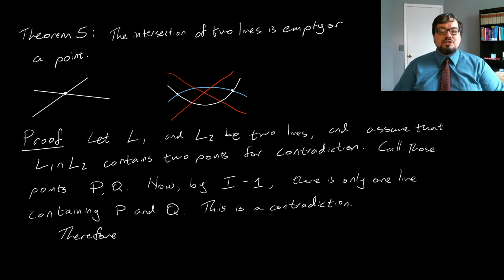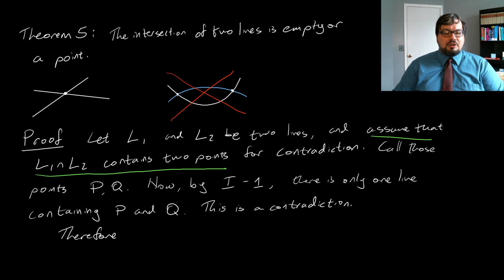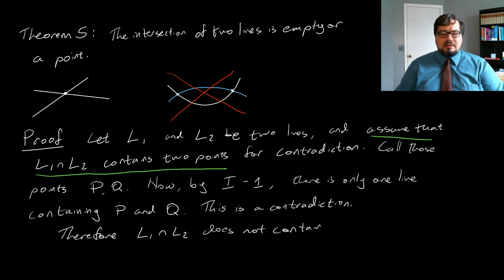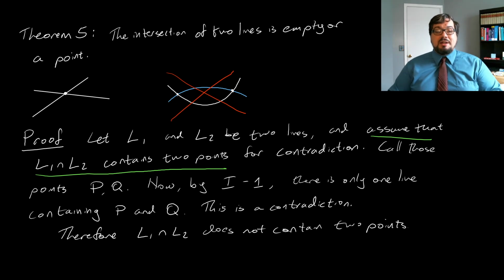Therefore, our original assumption that L1 and L2 contain 2 points is incorrect. Therefore, L1 intersect L2 does not contain 2 points. Therefore, it contains either 1 point or 0 points, which is what the theorem was saying in the first place. So this is one way that we can use axiom I1 to prove a theorem that we're going to use very often, pretty much every day. We're going to use the fact that the intersection of 2 lines is either empty or a point, that 2 lines can't intersect in 2 different points.